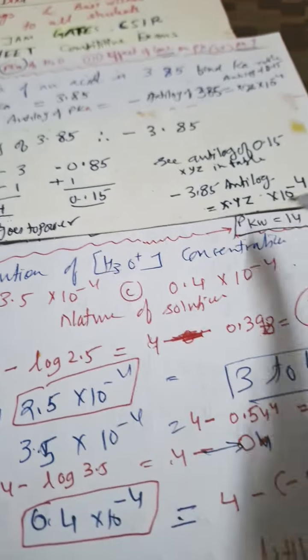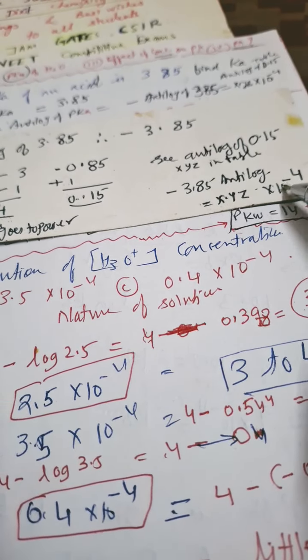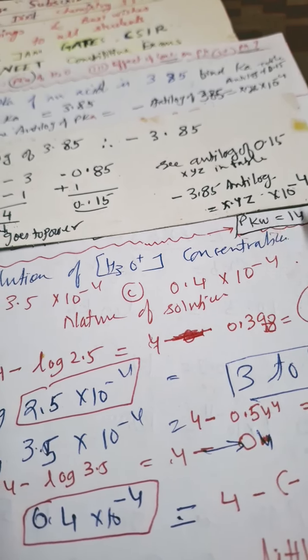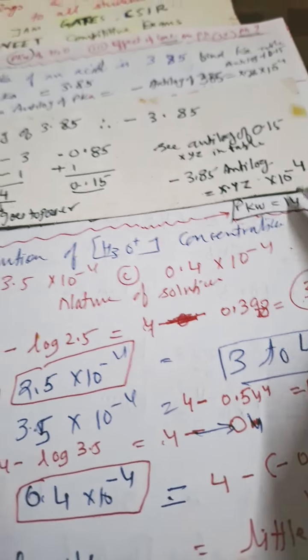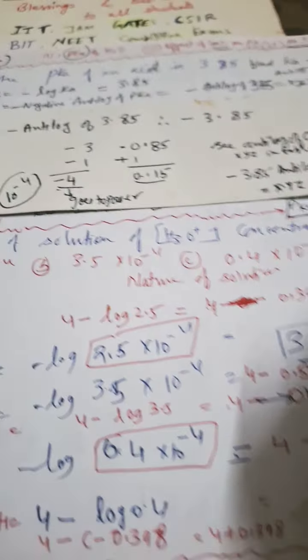Clear to you? In an MCQ they will give you options, so you search for 10 raised to power minus 4. It is a very little value, but this is the correct way to do it.